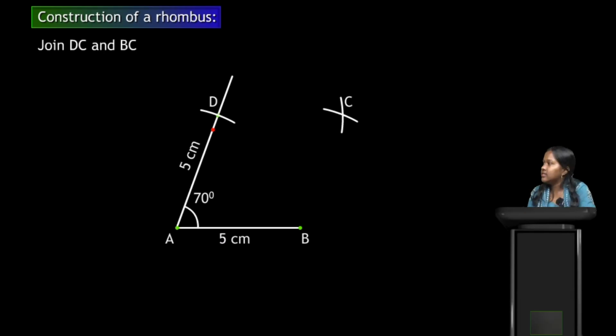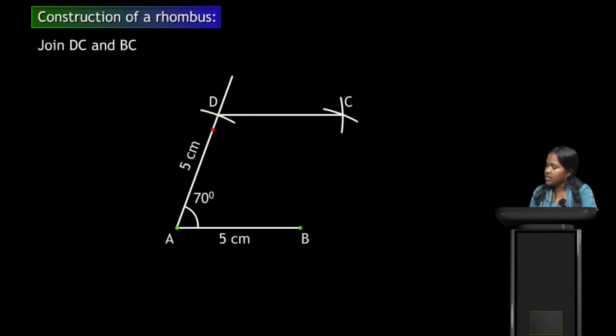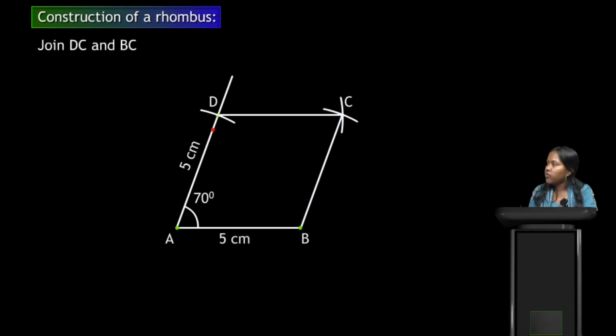Now join DC and join BC. If we join both, after that all the sides are done. Okay, so this is the construction of the rhombus.